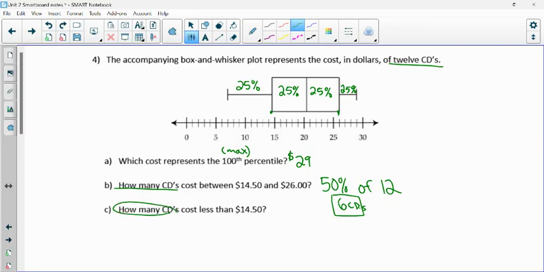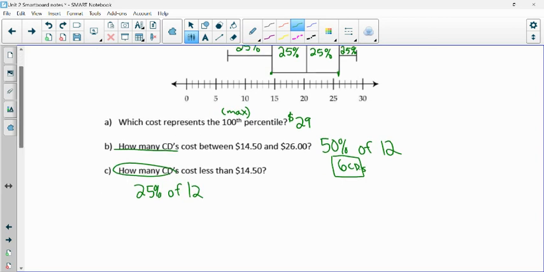C says how many CDs cost less than $14.50? So $14.50 is here. Less than that would be to the left, which would be what percent? So here we're saying 25% of 12 again. If we're going to type that into a calculator, how do we find 25% as a decimal? Move it to the left, 0.25 times 12, which is 3. So 3 CDs would be in that whisker part right there.